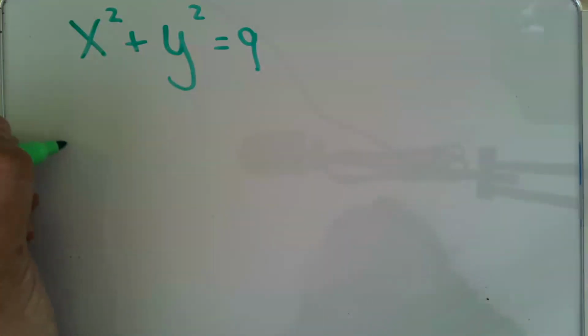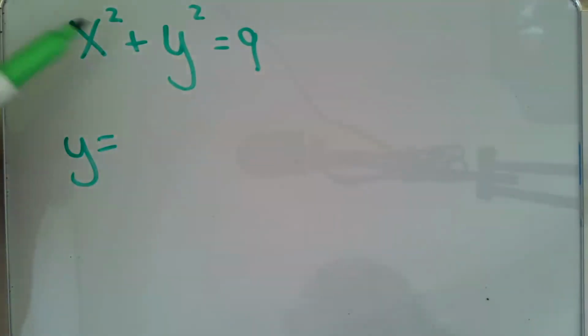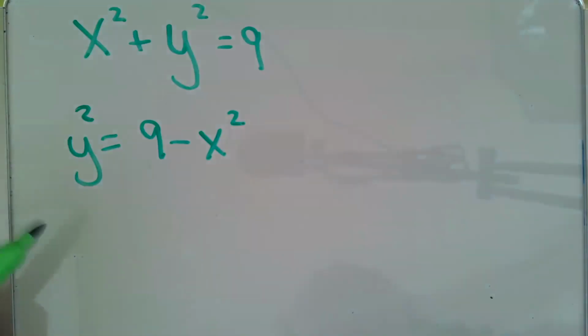Graphing calculators come with the prompt y equals. So when we have a y squared term, what do we do? All right, well, let's start by trying to solve for y. So our first step would be we subtract x squared to the other side of the equation. So we get y squared equals 9 minus x squared.